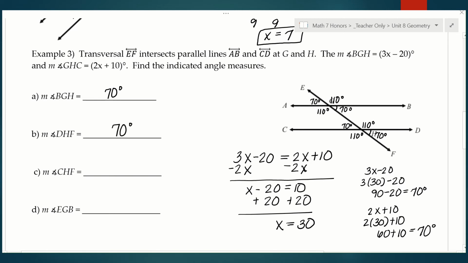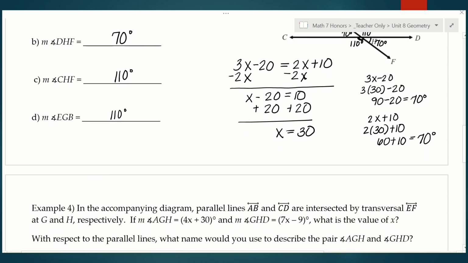CHF. CHF is this angle here. So we labeled that as 110 degrees. And EGB. EGB is this angle here, which is 110 degrees. Okay, awesome. Turn the page, a couple more here.